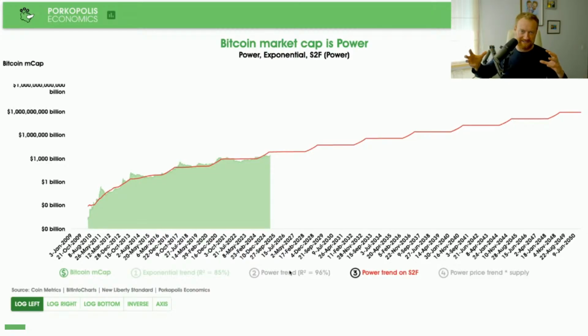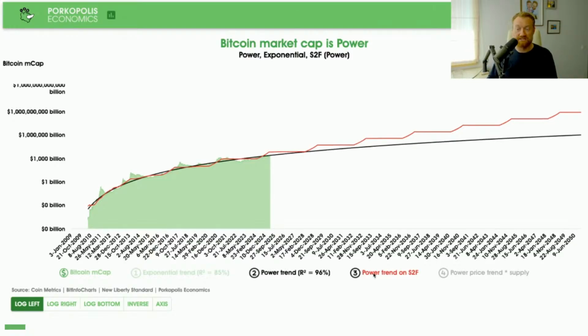That's how you make trend lines. You don't go from any random date. It's completely different from trend line analysis on TradingView. It's mathematically based on some starting position. In this case, the starting position is the Genesis block, January 3rd, 2009, and it's days from there. But with S2F, it is actually a power curve.